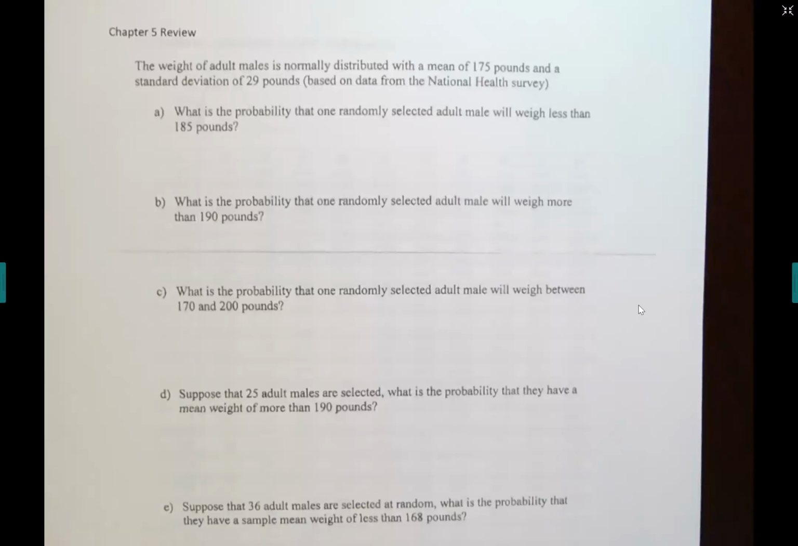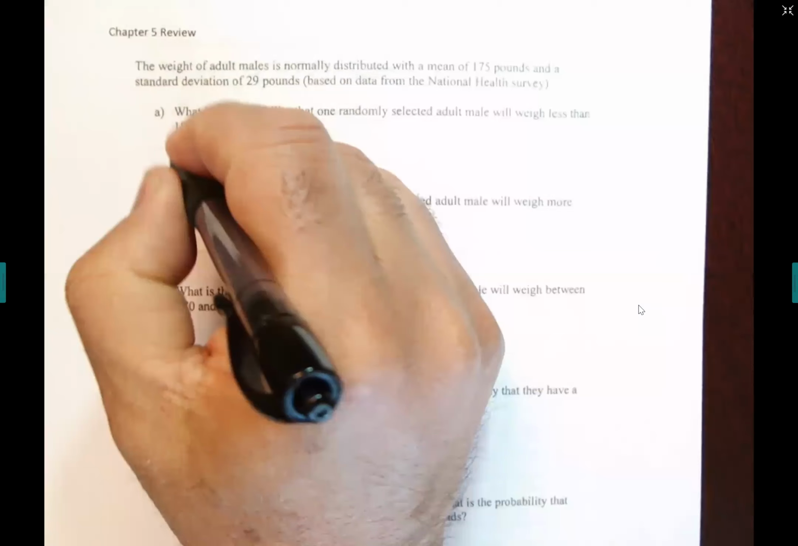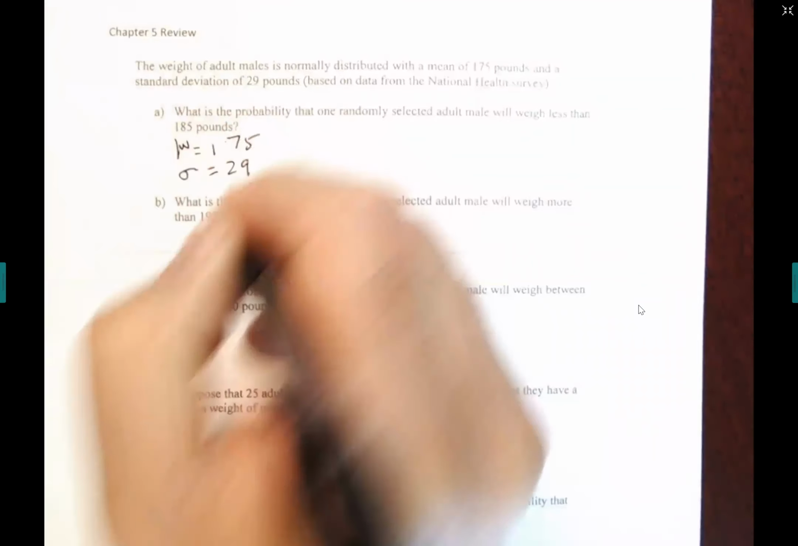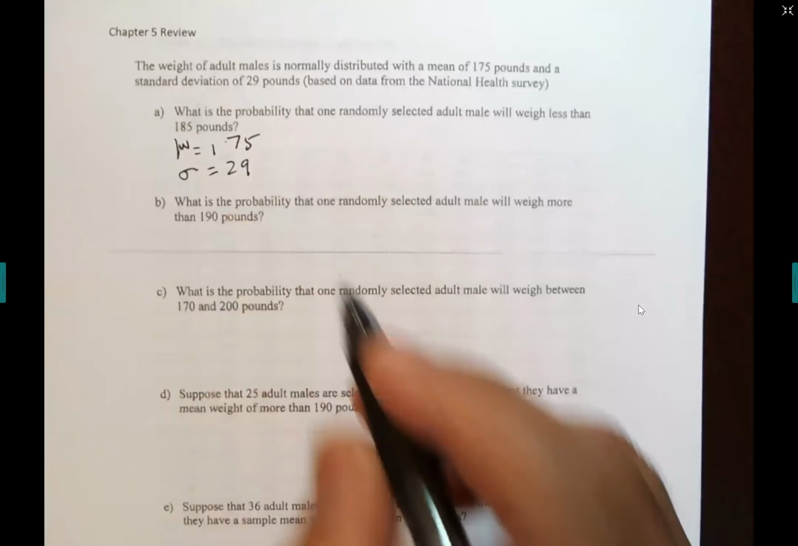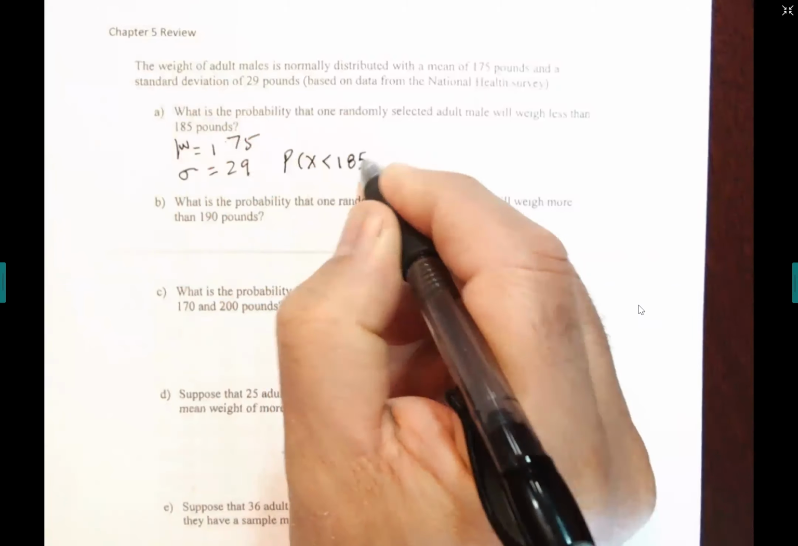The weight of adult males is normally distributed with a mean of 175 pounds and a standard deviation of 29. So the mean is 175 and sigma is 29 pounds. First question, what is the probability that one randomly selected adult male will weigh less than 185 pounds? You just start like that: probability of X less than 185 equals normal CDF.